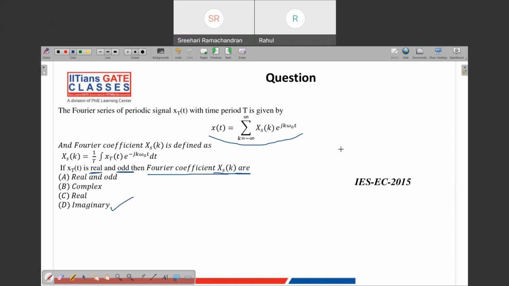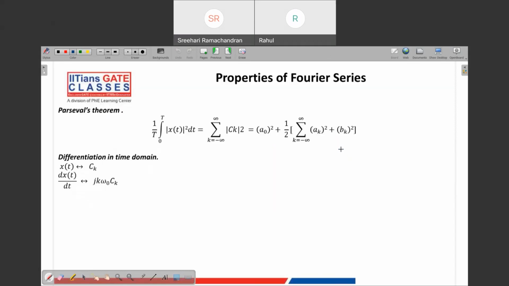Let me go to the next slide then. Next is Parseval's theorem. Parseval's theorem is all about calculating the power in the Fourier series domain.